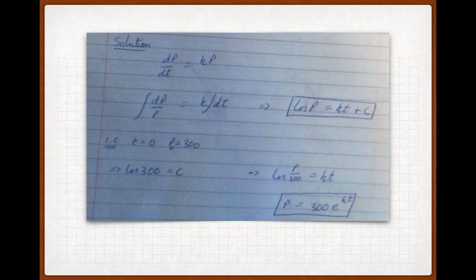Now, I'd ask you to do this. I've rearranged it, and I've got it down in the bottom right hand corner. So pause the video and do it to make sure that I'm right. The population is 300 times e to the power of kt. Now, the next step is to fill in my second set of conditions, and that will allow me to get my k value.